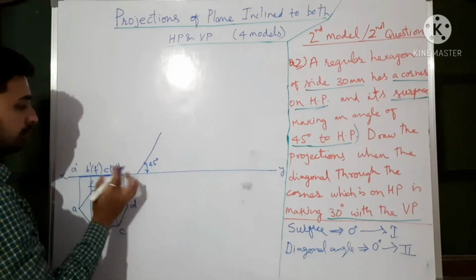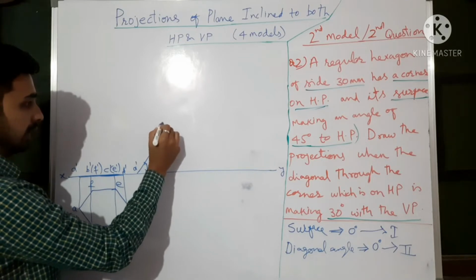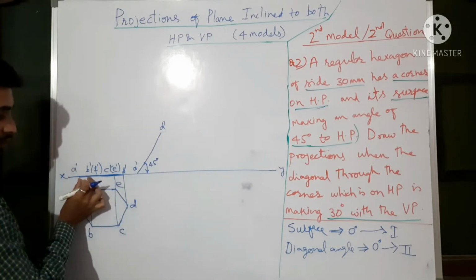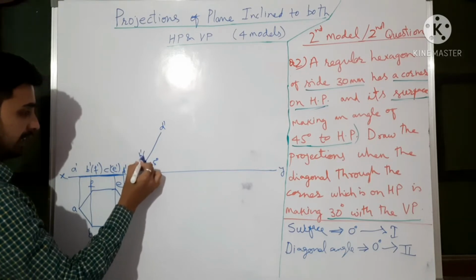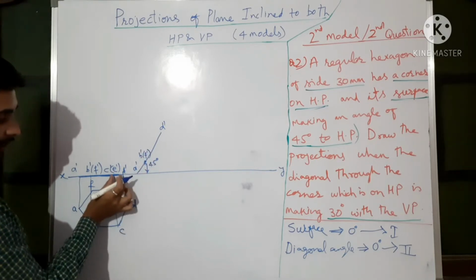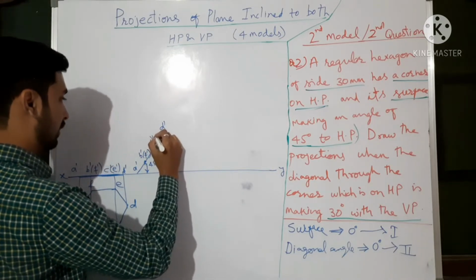Now the same notations we will put here, A dash, D dash. Measure this distance and mark it here. This is B dash bracket F dash. Then measure this distance and mark it here. It will be C dash bracket E dash.